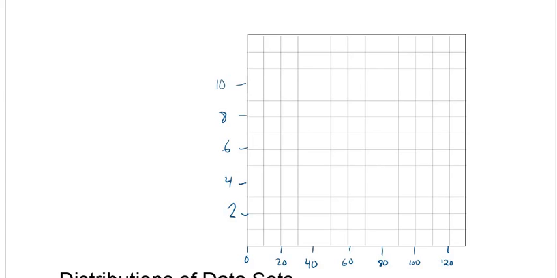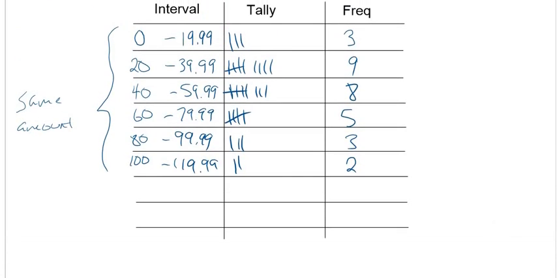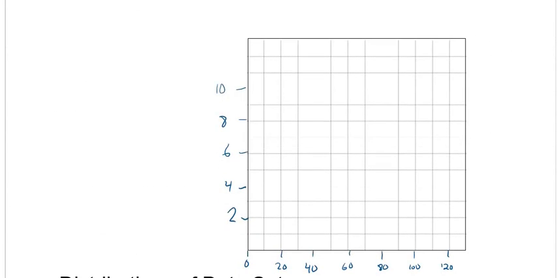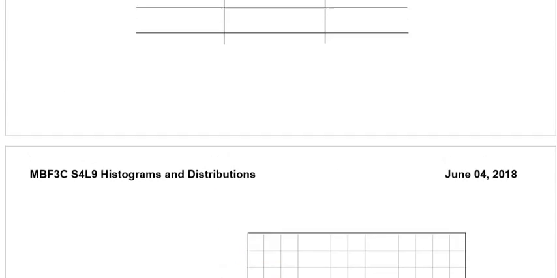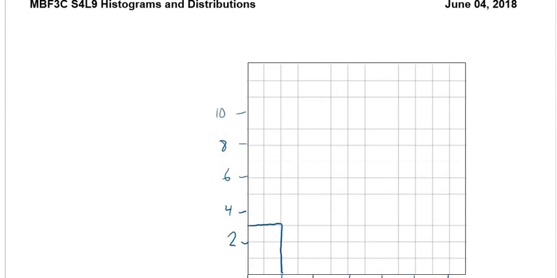So look back at your frequency graph. We said for the 0 to 20 category, we had 3 prices in that category. So we're going to draw a bar for 3. For the 20 to 40 category, we had 9. So we're going to draw in 9.